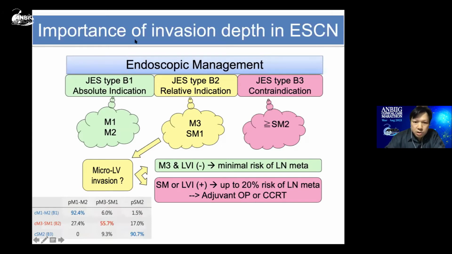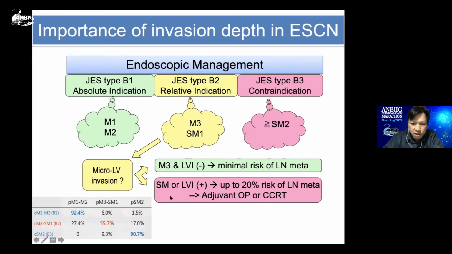Usually, we choose endoscopic management according to the JES classification. For type B1, it's an absolute indication for endoscopic management, and for type B2, it's a relative indication. After endoscopic resection for type B2 lesions, the pathology should be checked for any microvascular invasion. If the lesion invaded to M3 and there is no lymphovascular invasion, the patient has minimal risk of lymph node metastasis, so no further treatment is needed.